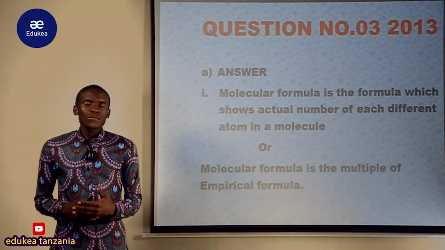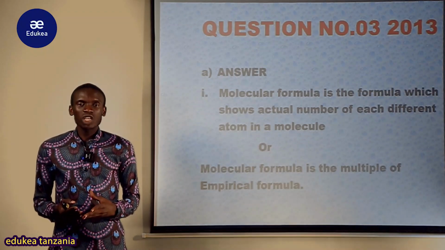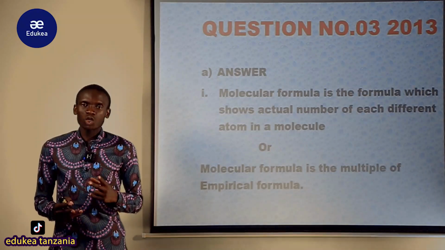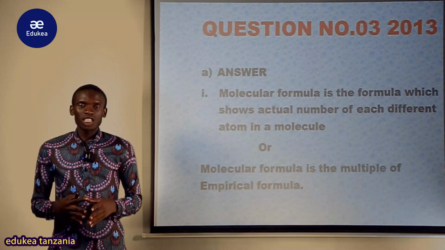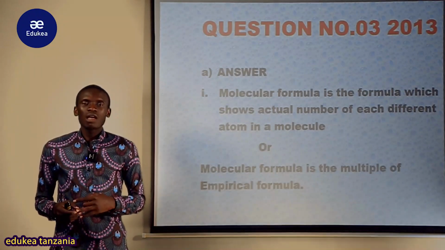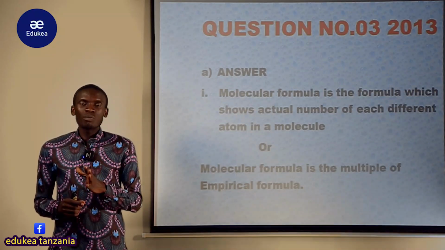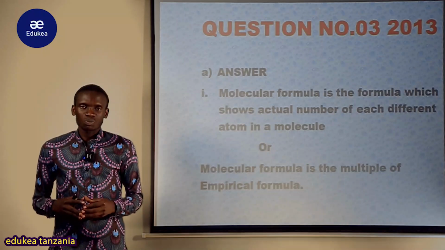Kwa mfano ukizungumzia kwenye carbon dioxide, is made by 1 carbon and 2 oxygen. It means 1:2, 1 carbon, 2 oxygen. That is about carbon dioxide. One molecule of carbon dioxide imetengenezwa na 1 carbon pamoja na 2 oxygen. Hiyo ni molecular formula. Ina show actual ratio.